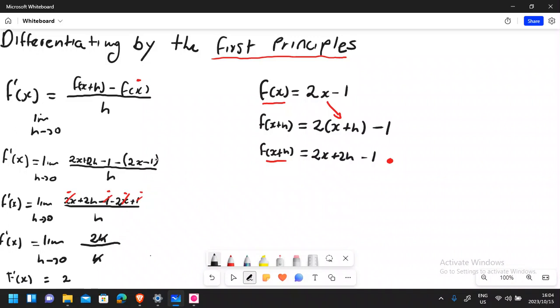I hope you understood this, because if you are able to understand how to get f of x plus h, then you know that f of x is given to us. So you have to be very careful, guys, when you are simplifying this.